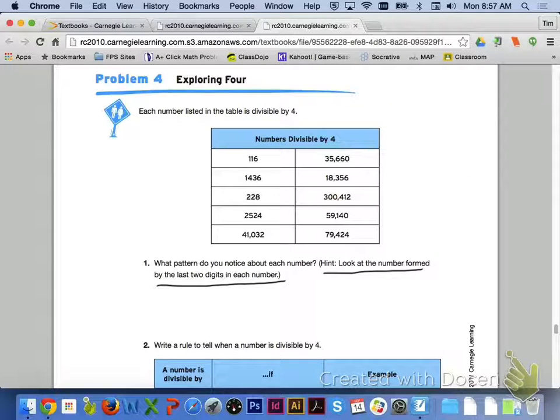Let's take a look at problem 4 on page 40, where we will be exploring the number 4 and looking at the divisibility rule for that number. It says for number 1, up at the top, that each number listed in the table is divisible by 4. So we want to try to look at any patterns that we notice about each number. A hint that they give you for number 1 is to look at the number that is formed by the last 2 digits in each number.